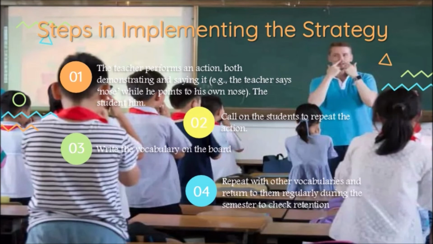And then the second step is the teacher calls on the student to repeat the action. And then the third, to strengthen the understanding of the student, the teacher can write the vocabulary on the board. And the last is repeat this action with other vocabularies and return to them regularly during the semester to check retention of the student.